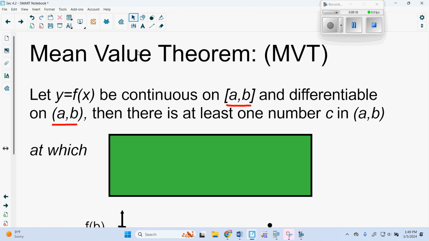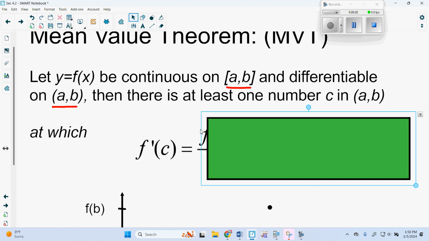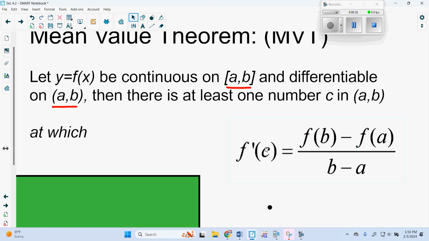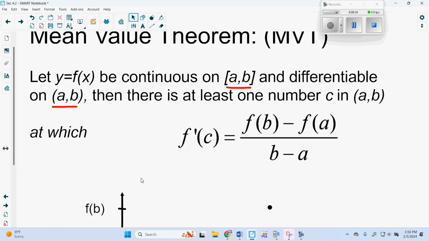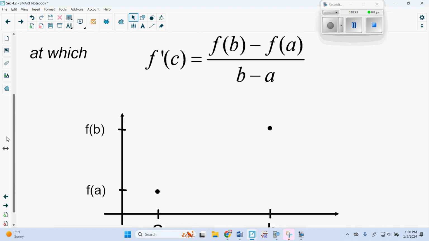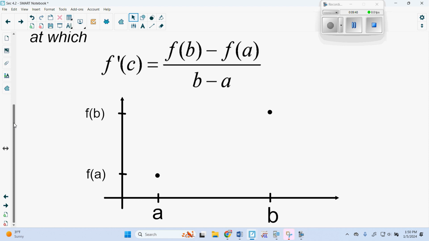Then this mean value theorem says it's an existence theorem. It doesn't tell us how to find it, doesn't tell us how many of them there are, but it says there is at least one c in the interval such that f prime of c, the derivative at c, is f of b minus f of a all over b minus a. Now, let's talk about our formula here a little bit as we look down here.